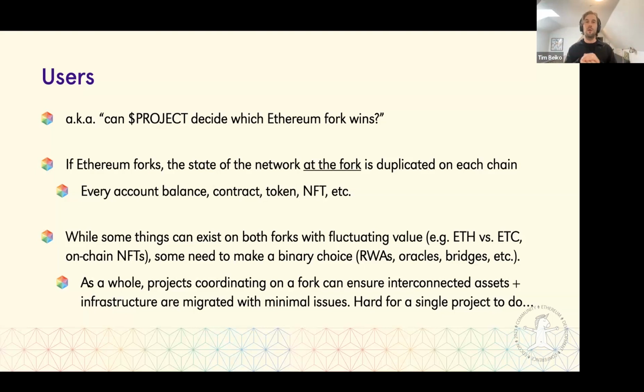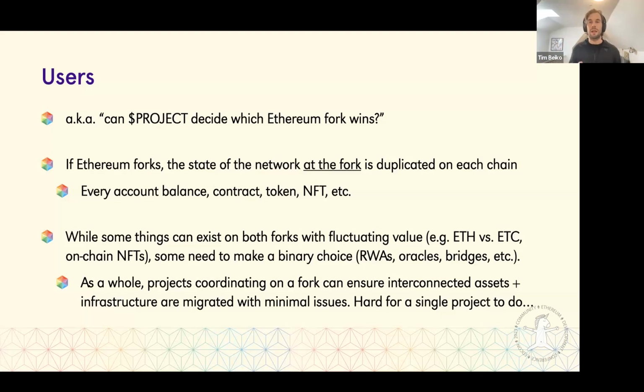So if we have two potential forks, so imagine there's a proposed upgrade, some of the community upgrades to it because they want it, the other part does not. Then at that point of the upgrade, the entire state of the network is duplicated across both sides. So every account balance, every contract, every token, NFT, and so on, there'll be an identical copy at the fork on both sides of the chain.